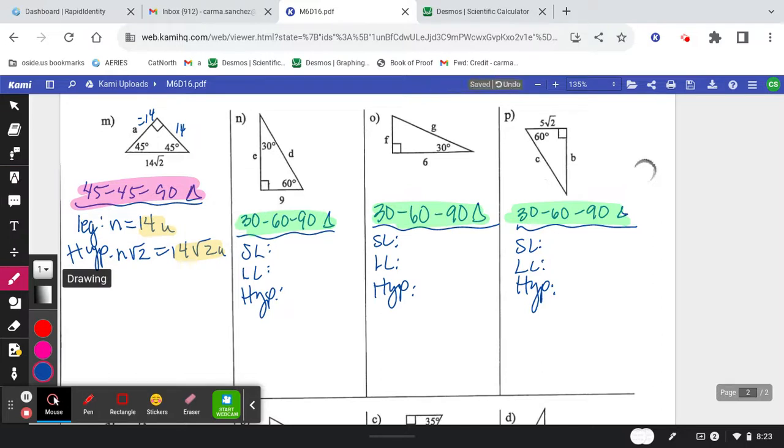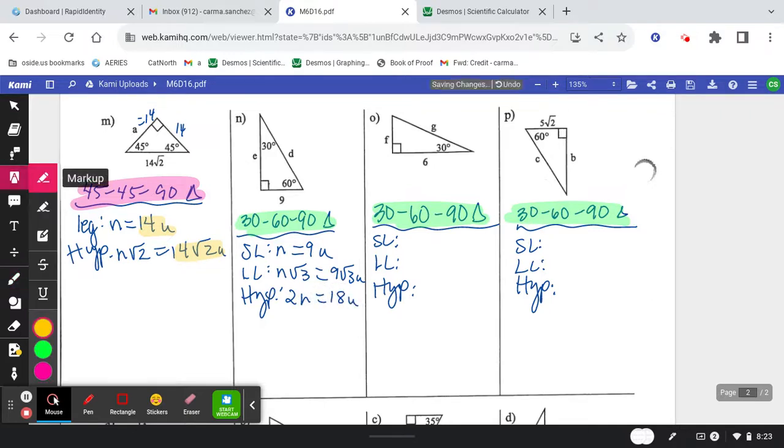Okay, here we go. Next one's a 30, 60, 90. We were given the short leg of 9. How do I know it's the short leg? Because it's across from the 30-degree angle. It looks the shortest. So n root 3 is the rule. So I take the 9, and n root 3 becomes 9 root 3. And then the hypotenuse is double that n. So I take the 9 and I double it. I get 18u. Again, if you haven't tried any of these on your own, please pause the video, try the next one.